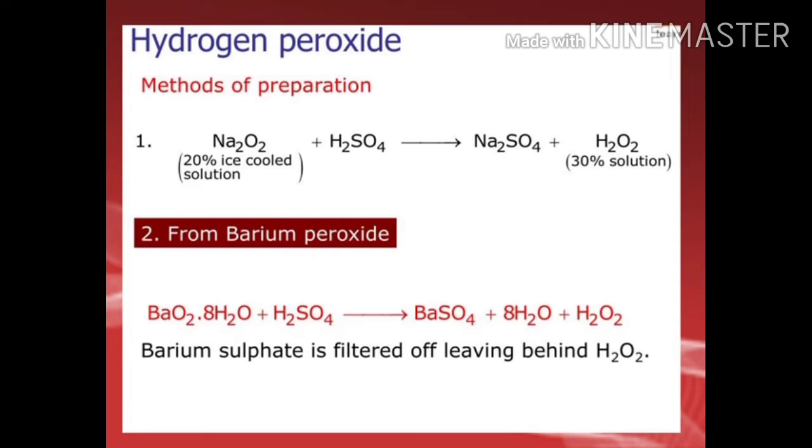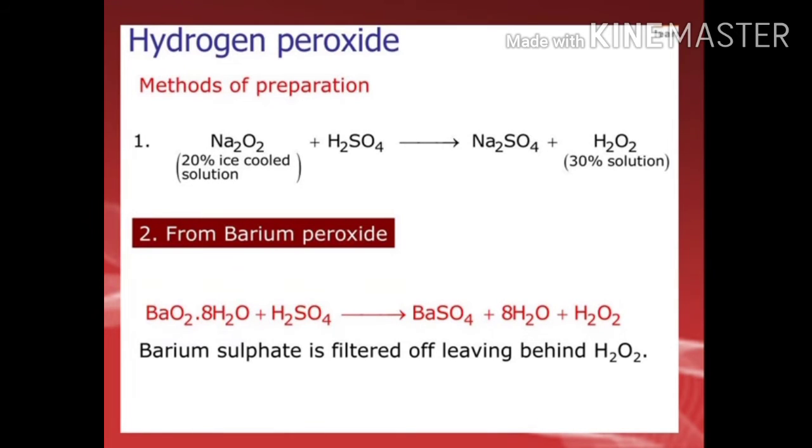Next laboratory method is from barium peroxide. A thin paste of barium peroxide is made in ice cold water. Then add it slowly to ice cold sulfuric acid. The white precipitate of barium sulfate is removed by filtration, leaving behind the dilute solution. That solution contains hydrogen peroxide.